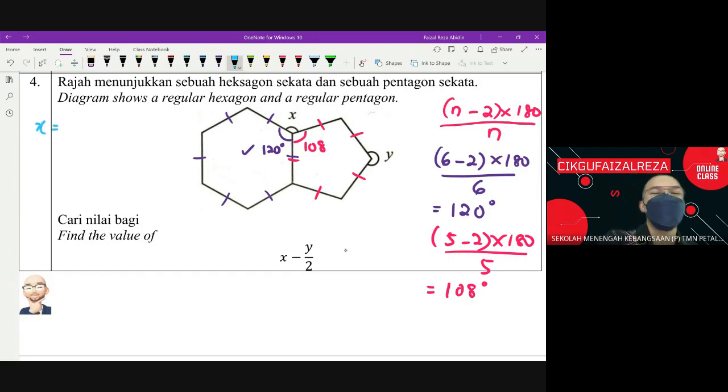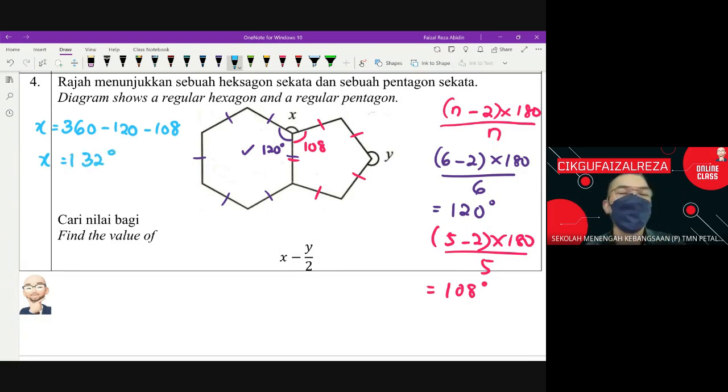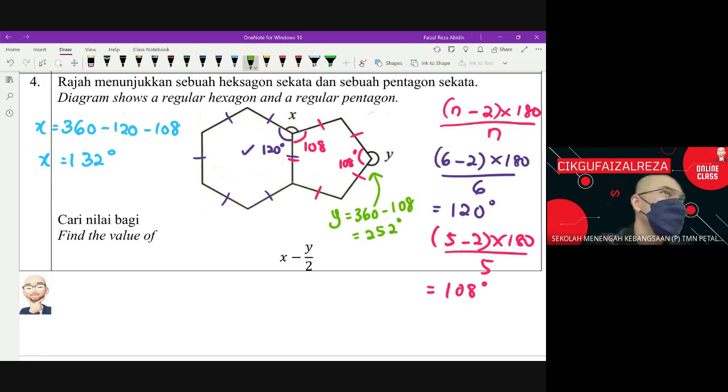Can I find my x? Yes. Tengok dia pandai. 360 minus 120 minus 108. What do you get for x? 132 degrees. Now, we know that our angle here is also 108, isn't it? Because it is a regular pentagon. So can I find my y over here? It's going to be 360 minus 108. What do you get? 252 degrees.